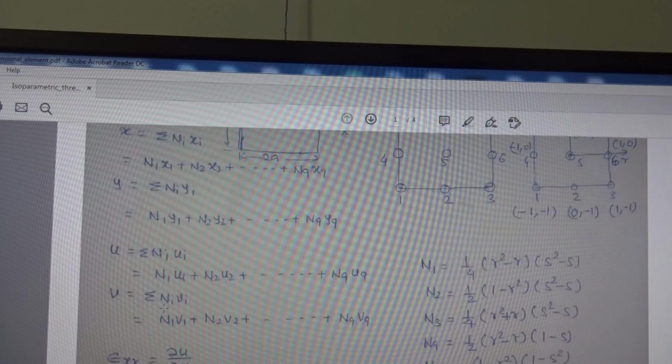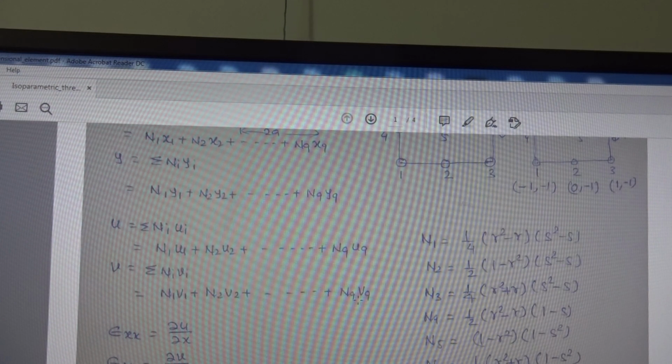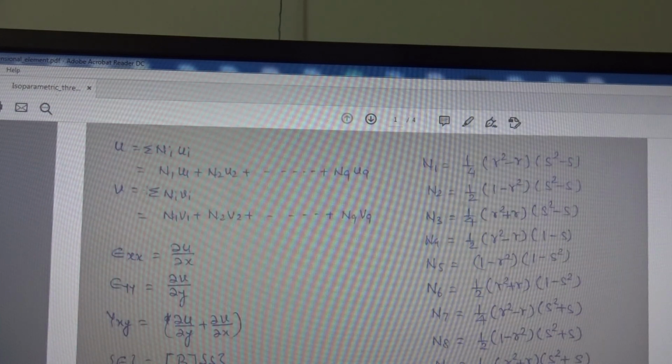Similarly, u is equal to the summation of Ni ui, so N1 u1 plus N2 u2, up to N9 u9. Similarly, v is equal to the summation of Ni vi, so N1 v1, N2 v2 plus up to N9 v9. And you know the strain epsilon x is equal to del u by del x, epsilon y is equal to del v by del y, and gamma xy, the shear strain, is del u by del y plus del v by del x. I will not write out this del u by del x.